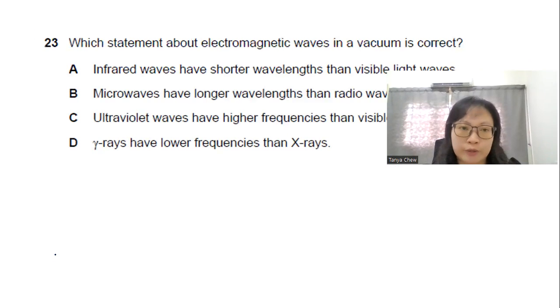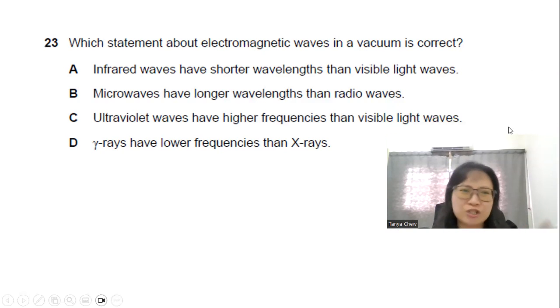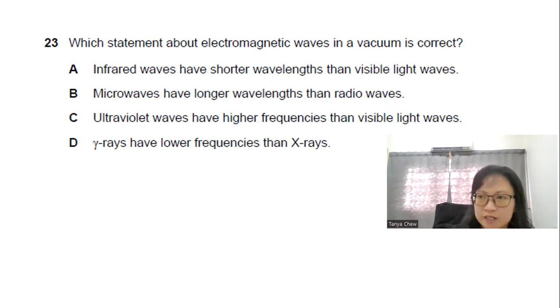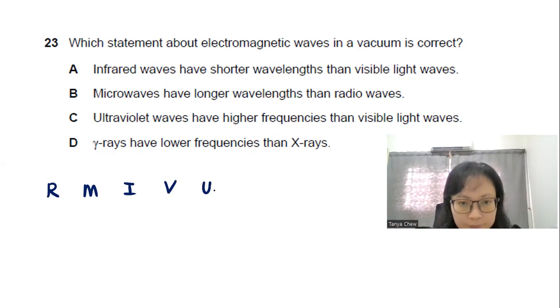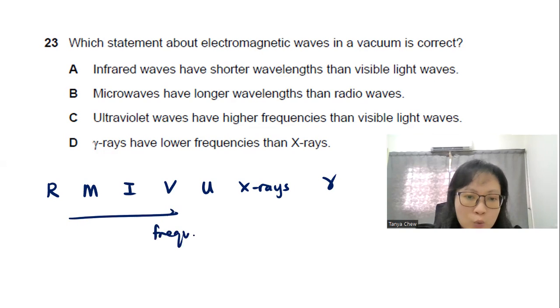The next one, question number 23, which statement about electromagnetic waves in vacuum is correct? So you need to memorize either the frequency or the wavelength of the electromagnetic wave. I will write it down. Radio wave, microwave, infrared, visible light, ultraviolet, X-rays, and gamma ray. So this is increasing frequency.